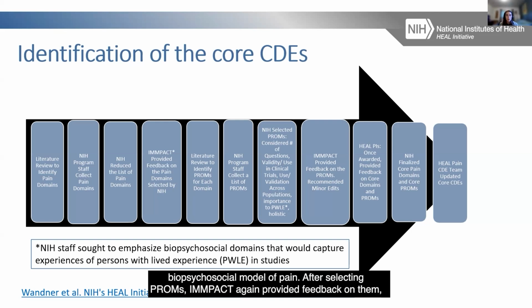After selecting prompts, IMPACT again provided feedback on them and recommended some minor edits. And then HEAL-funded PIs, once they were awarded, also had a chance to provide feedback on the core domains and prompts. After which, the NIH finalized the list of core pain domains and prompts. And then it's also important to note that the HEAL Pain CDE team updated the core domains in 2024.